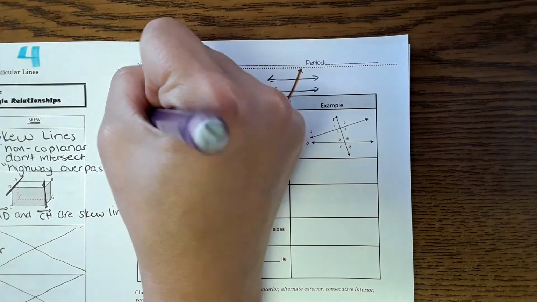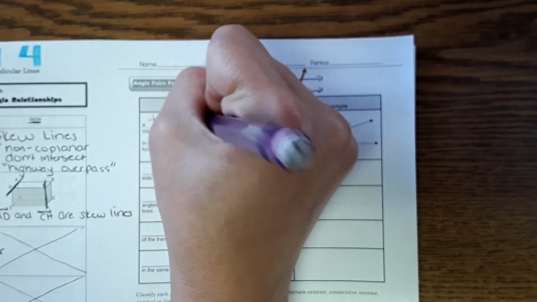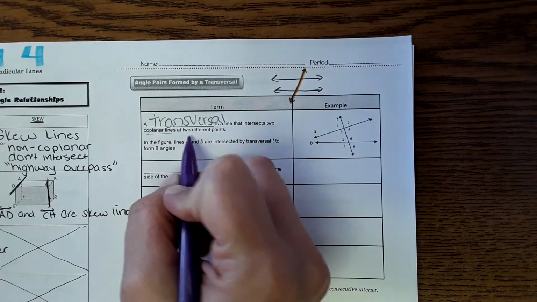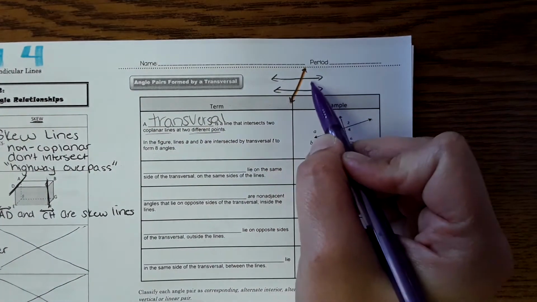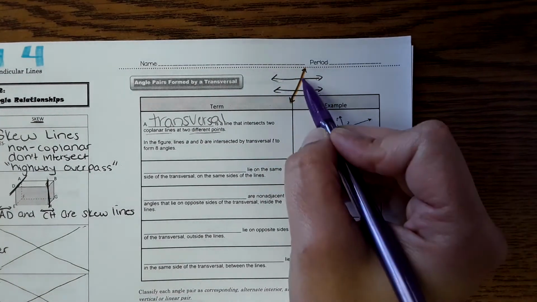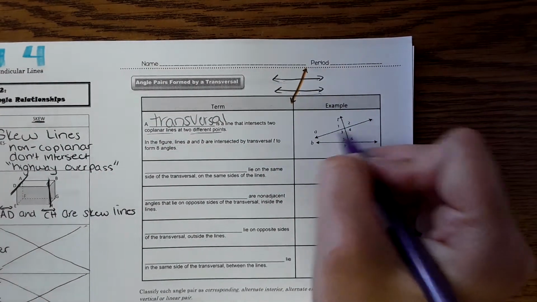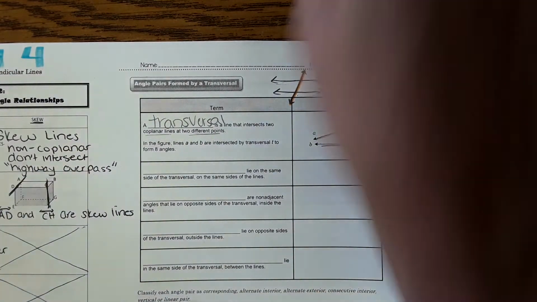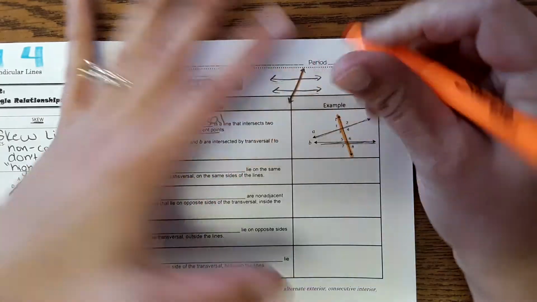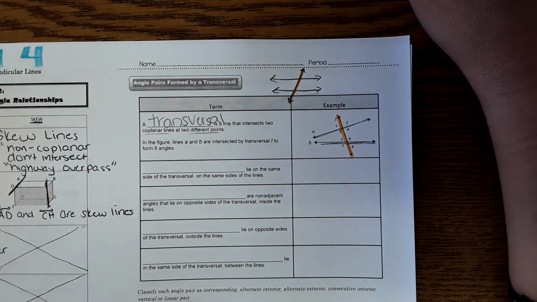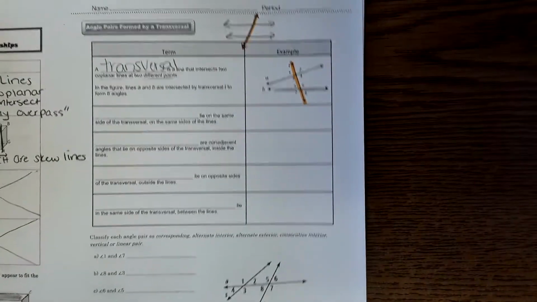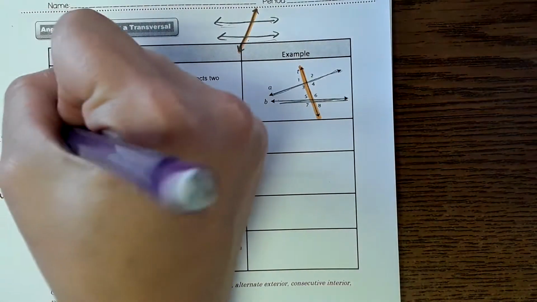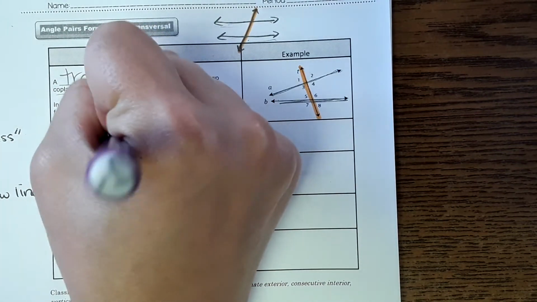So the first term, a transversal, and the formal definition is a line that intersects 2 coplanar lines at 2 different points. So it intersects 2 coplanar lines at 2 different points. Over here, we have an example, 2 coplanar lines, and then we have the transversal right here. Okay, so with this setup, these angles have relationships, and based on those relationships, they're given names. The first name is corresponding angles.